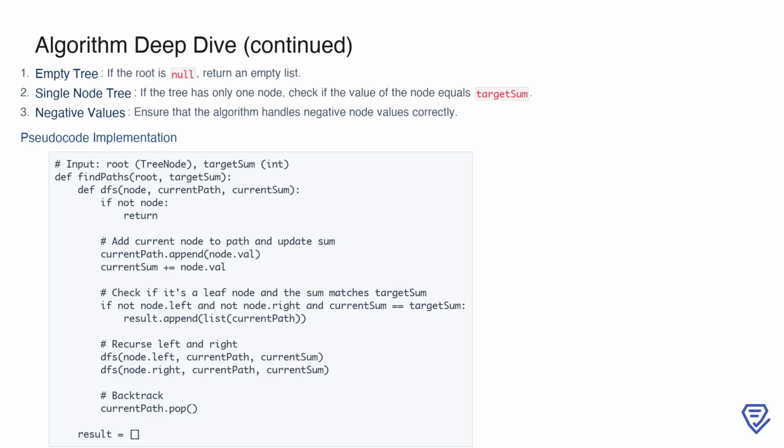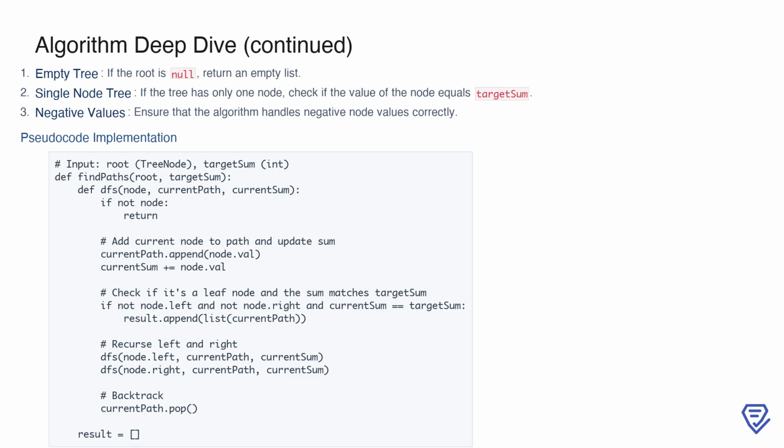Within the function, we first check if the current node is null and return if true. Otherwise, we add the node's value to the path and update the running sum. If the node is a leaf and the running sum matches the target sum, we append a copy of the current path to the result list.